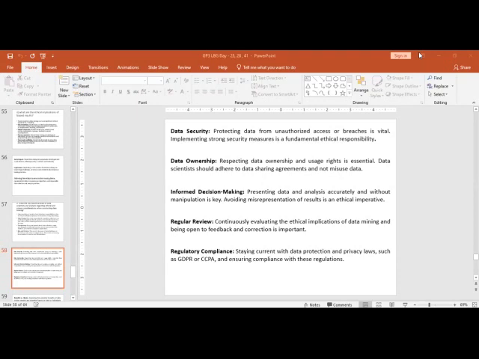Regular review: continuously evaluating the ethical implications of data mining and being open to feedback and correction is important. Regulatory compliance: staying current with data protection and privacy laws such as GDPR or CCPA and ensuring compliance with these regulations.